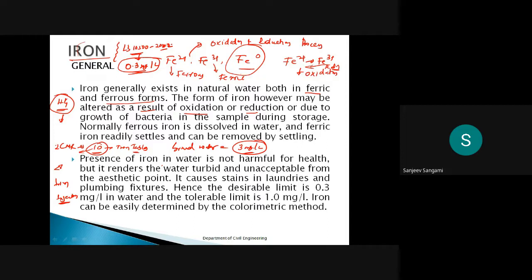More iron is sometimes very dangerous for your intestine. Even if it is less, it is definitely going to affect your blood hemoglobin. So this is the overall significance of iron in water as far as human health is concerned.